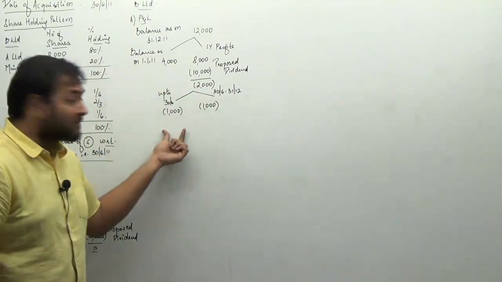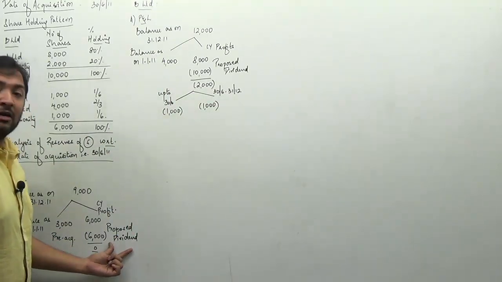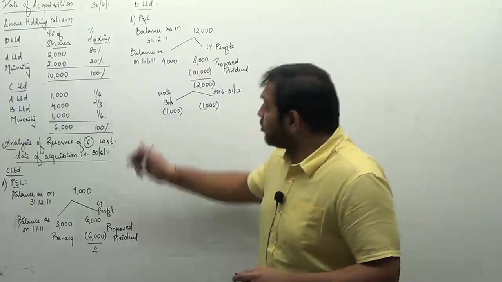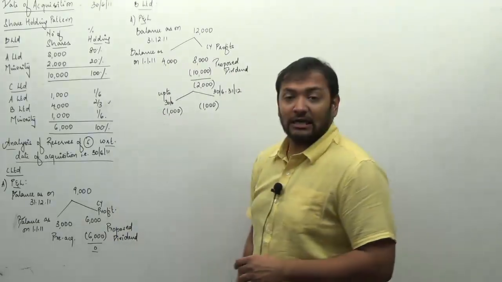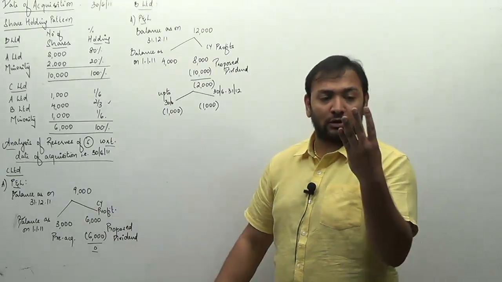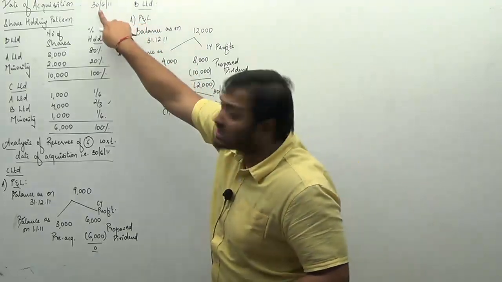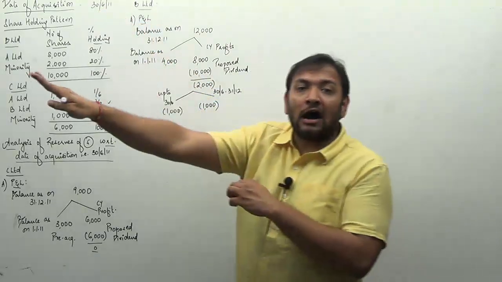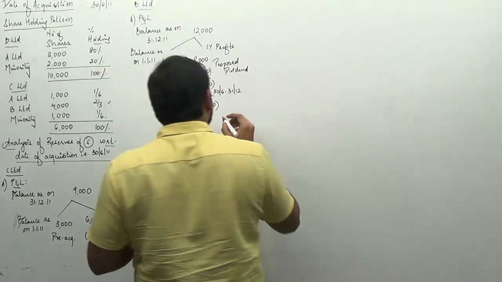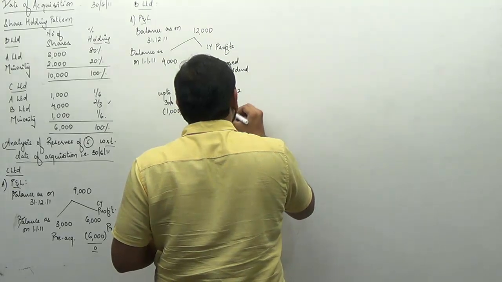This does not have adjustment, but here I have adjustments. If C Limited proposed a dividend, B Limited should get the share of dividend because B Limited holds 2/3 of C Limited's shares. So 2/3 of 6,000, they will get 4,000 rupees as dividend. But out of 4,000 also, the date of acquisition is 30th June. So half of the year dividend I'll take as pre-acquisition, and the remaining half I can add as post-acquisition dividend.